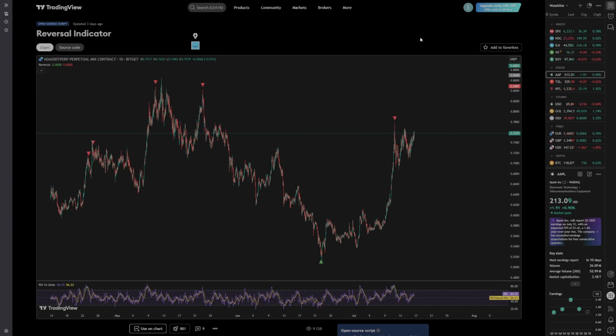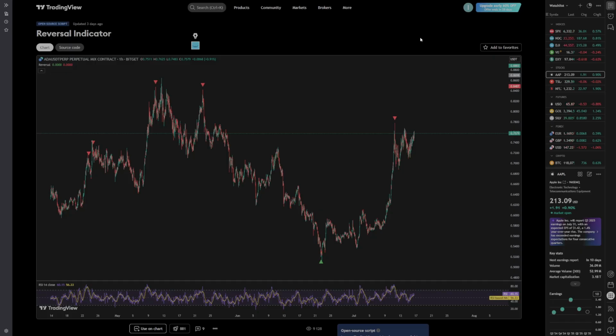We start with a classic RSI, Relative Strength Index, set to a length of 14. RSI gives us an idea of momentum, how strong the move is, how much energy the market really has. Now, in this script, we define two key zones. Overbought, when RSI rises above 70. Oversold, when RSI drops below 30.